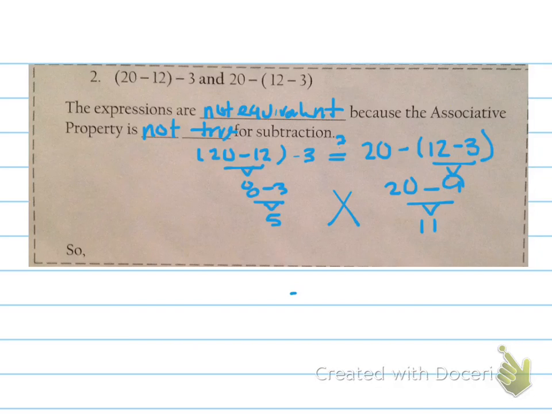So through number 1 and number 2, we found out that yes, associative works for addition, but no, associative does not work for subtraction. So we're going to rewrite the problem that it gave us. 20 minus 12 in parentheses minus 3 is not equal. We write not equal with the equal sign and a slash through it to 20 minus 12 minus 3 in parentheses. And that's finishing up number 2.